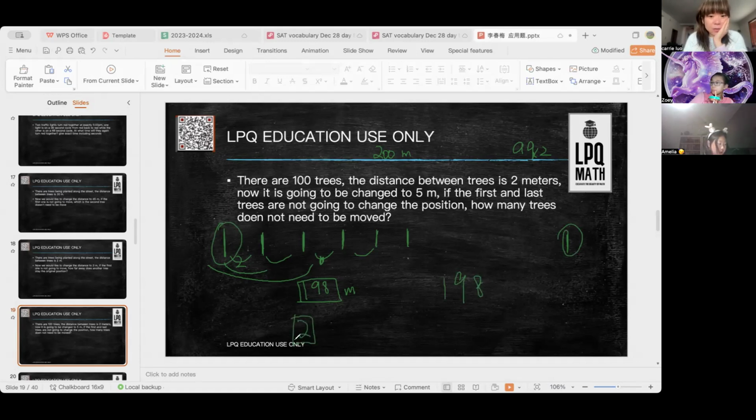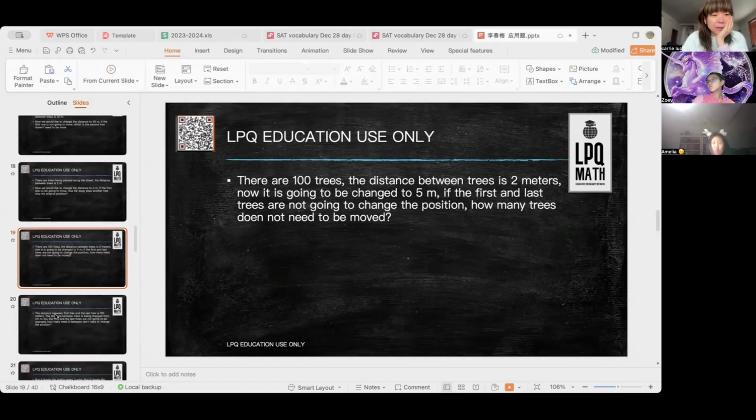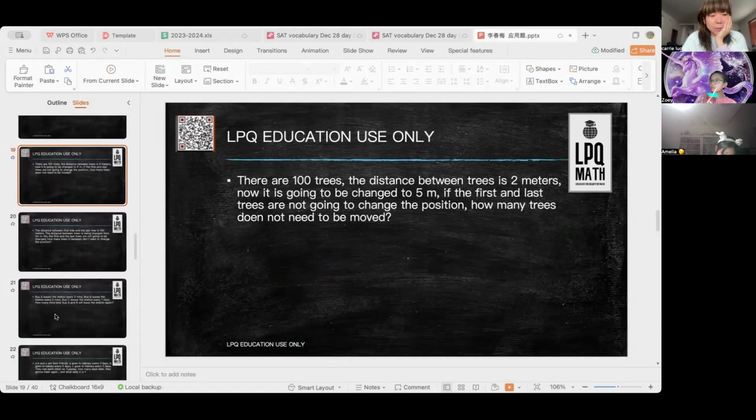And we know there are 2 trees we're not going to move. Okay, so you can see for every 10 meters, you get 1 tree, correct? So 198 divided by 10 equals what? 19 trees. So 19 plus 2 equals 21. So altogether 21 trees are not going to move position. Clear, Zoe? Amelia? Okay, I'm going to stop here. Let you think about this question. Do you need more time or we can go over? We can go on. Or you need some time to redo this question?